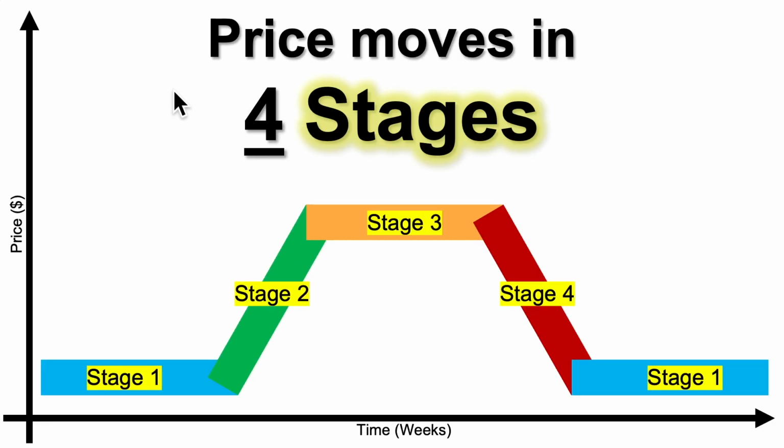The theory of stage analysis is simple. Just remember, price moves in 4 stages. In stage 1, you will see that price will move up and down, sideways, in a consolidation. In stage 2, we will start to see price make some meaningful moves upwards. And this is our stage 2.